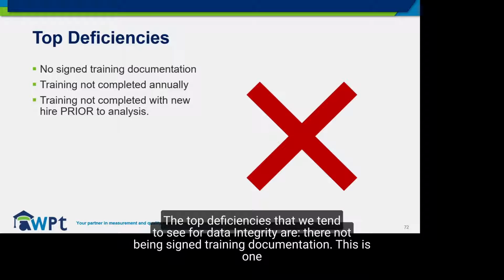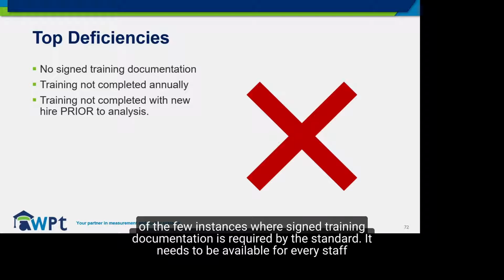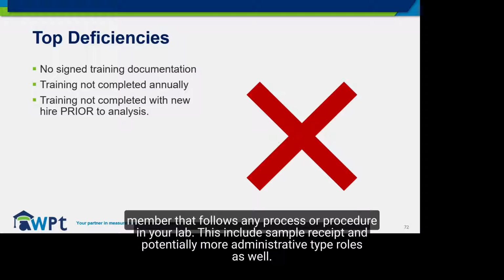The top deficiencies that we tend to see for data integrity are there not being signed training documentation. This is one of the few instances where signed training documentation is required by the standard. It needs to be available for every staff member that follows any process or procedure in your lab. This includes sample receipt and potentially more administrative type roles as well.